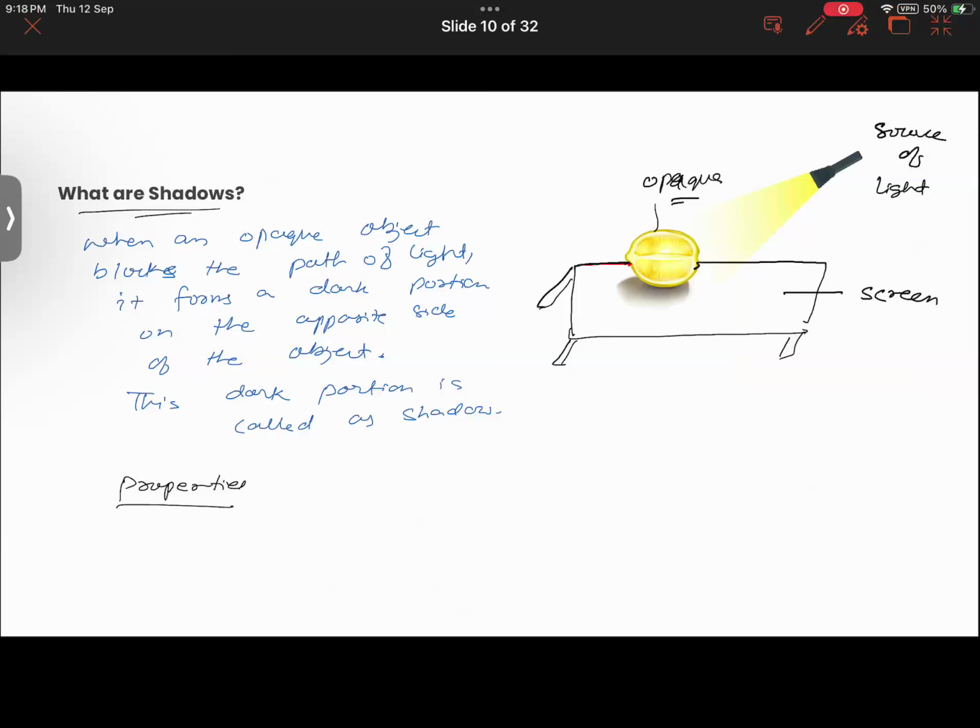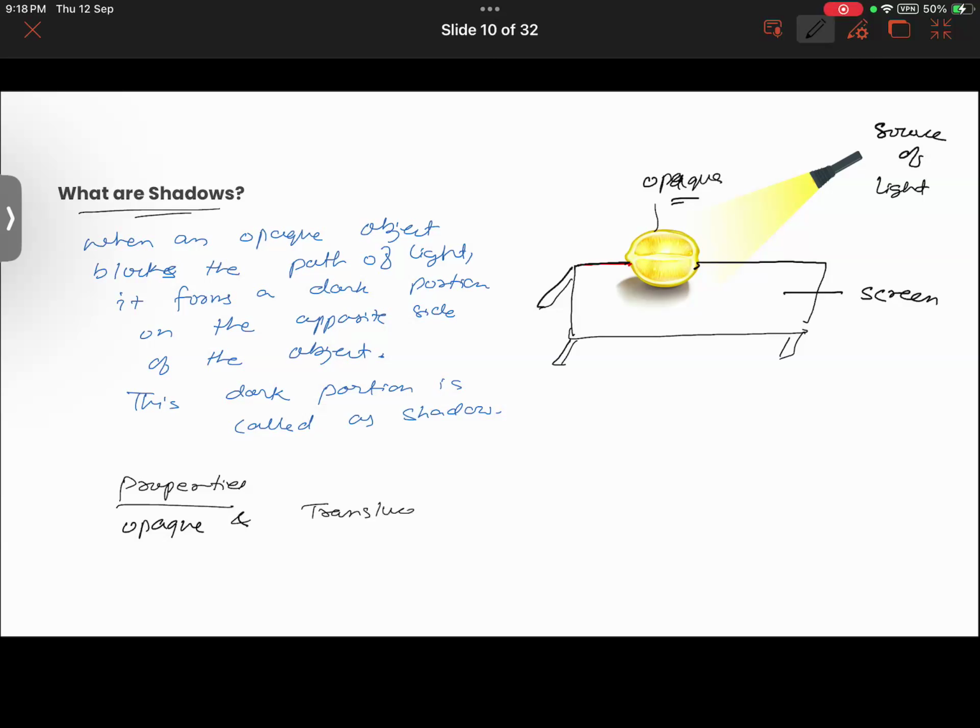So one of the properties here is that opaque and translucent objects, since they both block the light, will form shadow. That is one thing. Furthermore, we know that this is basically dark in color. Also, it is formed on the side opposite to the source of light. That is one thing.